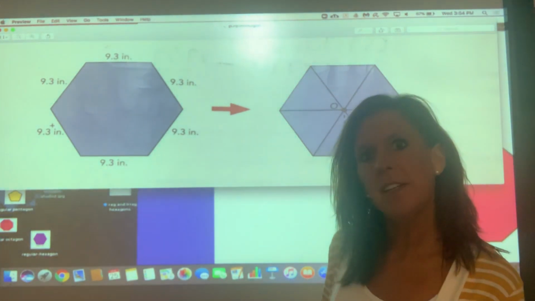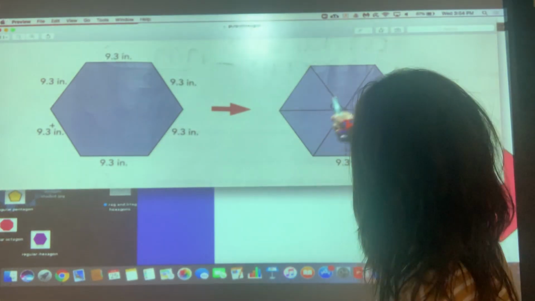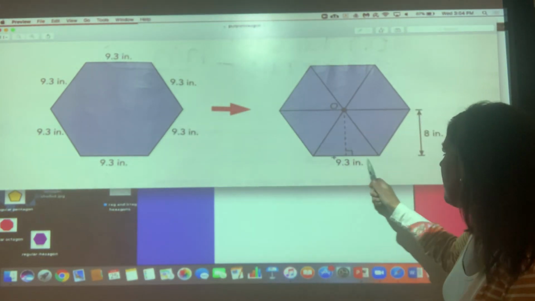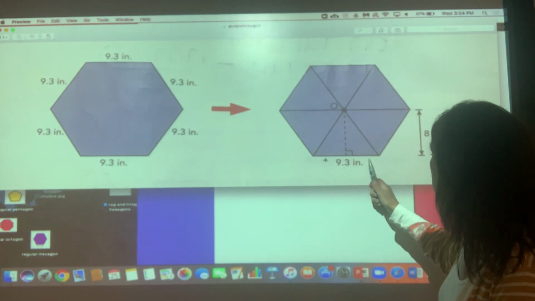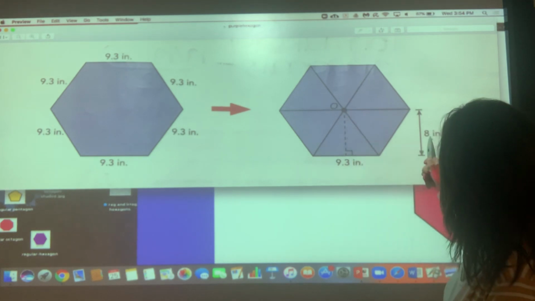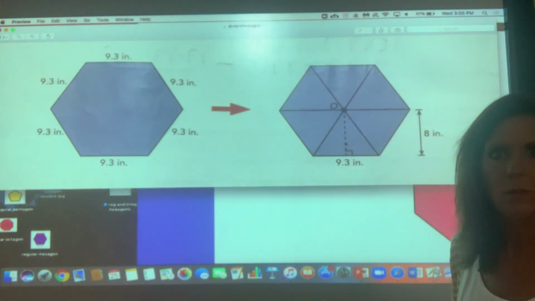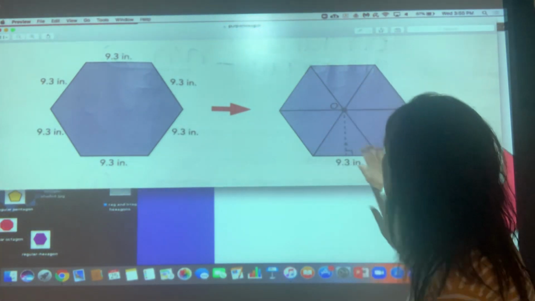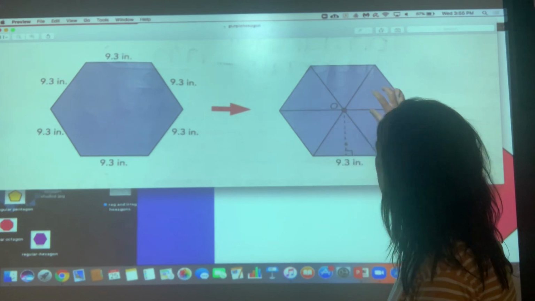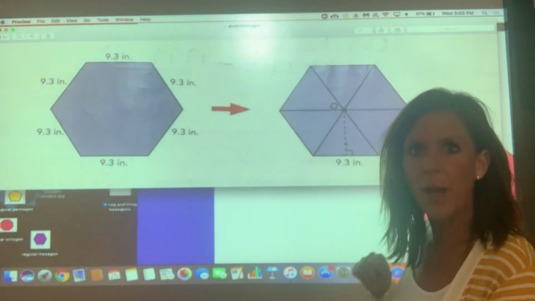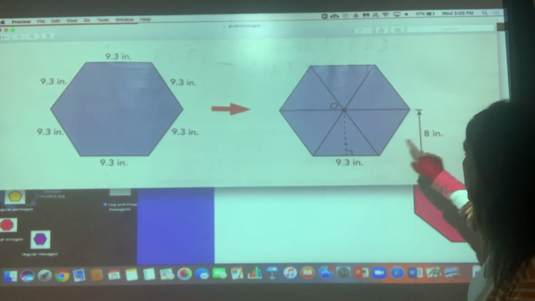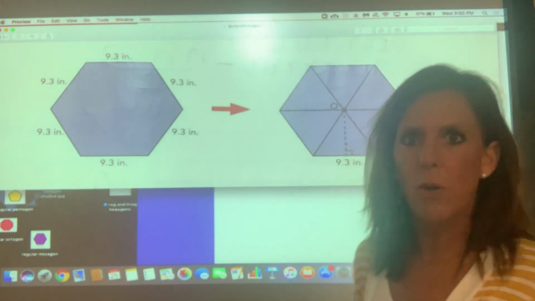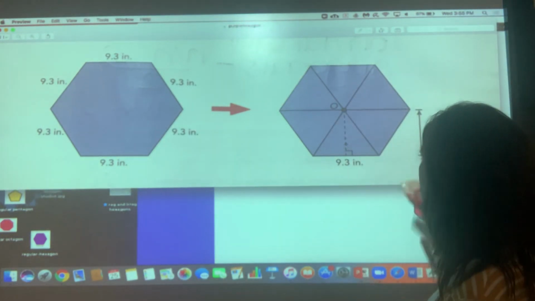So what do you think we're going to do to find the area of this entire regular hexagon if we know that the base of this triangle is 9.3 inches and the height, we're told, is 8 inches? Hopefully you thought, well, we're going to find the area of this one triangle and we have 6 of the same thing. So let's look at these two numbers. What would be the fastest way to find the area of that triangle right there, if we have a 9.3 and an 8?